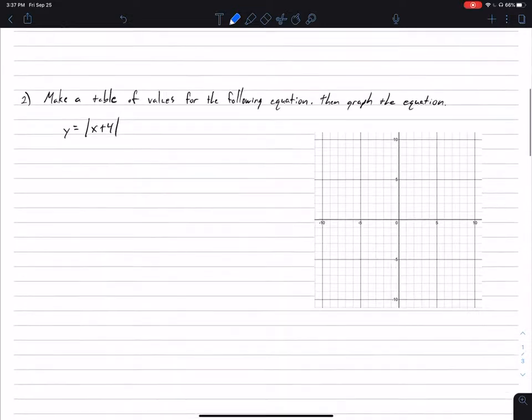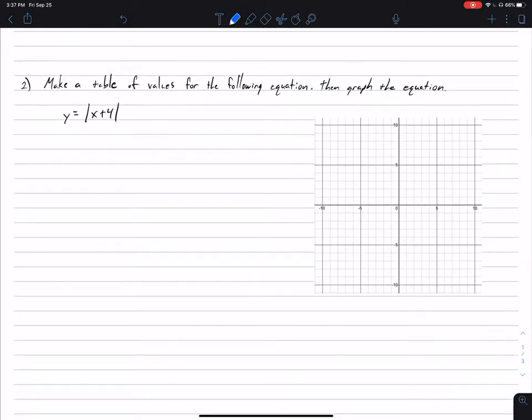Now in number 2, they tell us to make a table of values again for the following equation and graph the equation. So we're doing the same thing. However, this time that 4, the number that's causing the shift, is on the inside. That's going to tell us that there's going to be a shift, and this is where we have to be careful: left 4 places. So we're still trying to create our XY chart, and then we'll fill out our coordinate points.